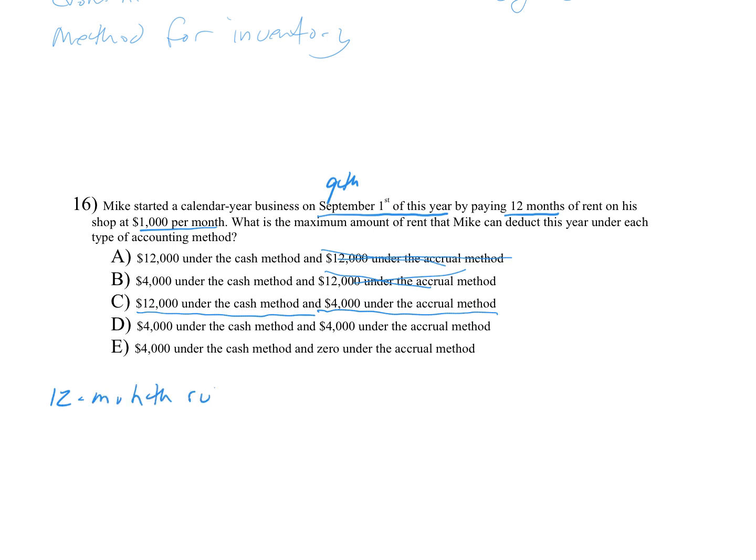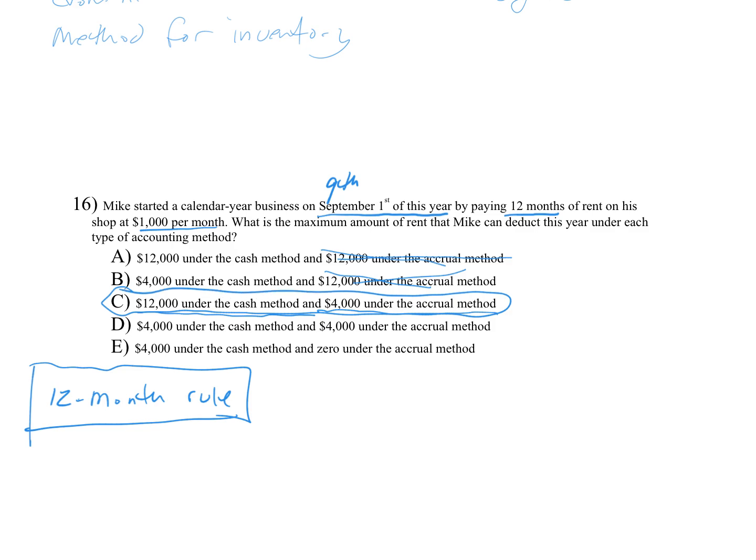All right. So remember that cash basis taxpayers can utilize the 12-month rule to maximize their expenses. So he can deduct up to 12 months of that rent currently this year. So C would be the correct answer.